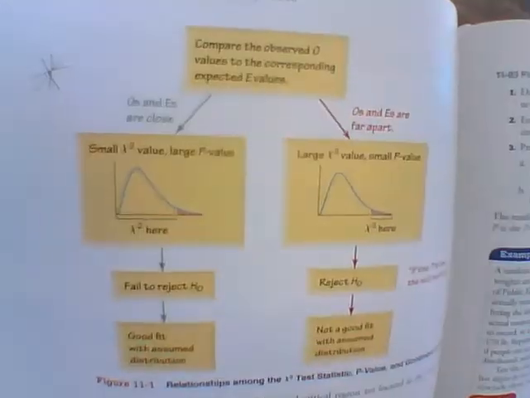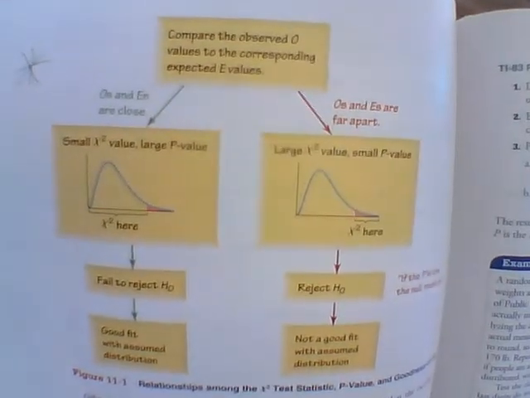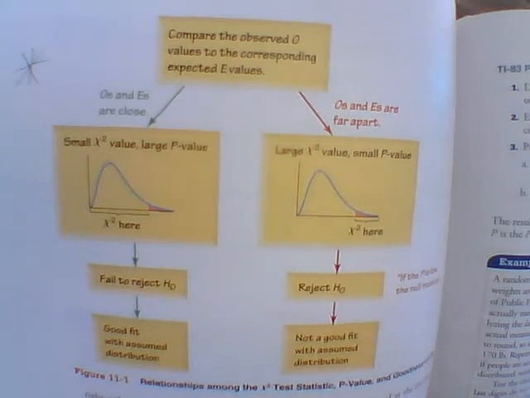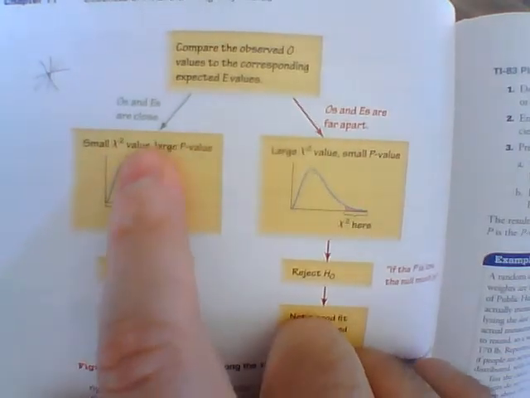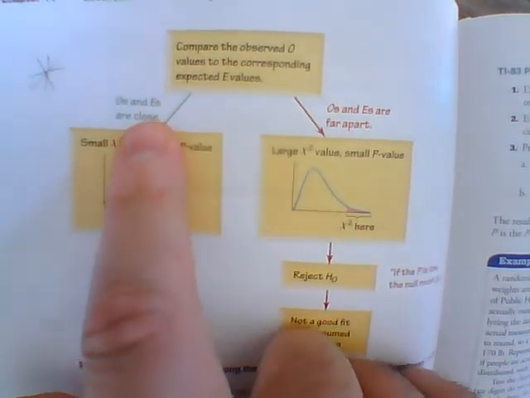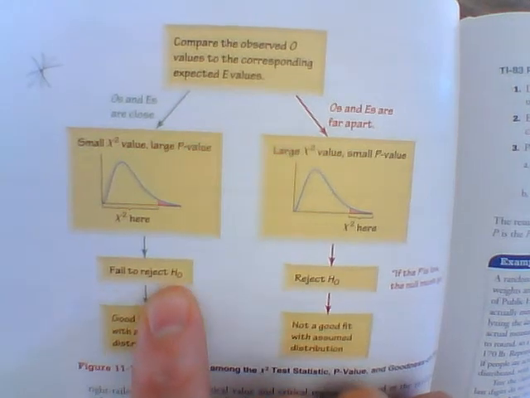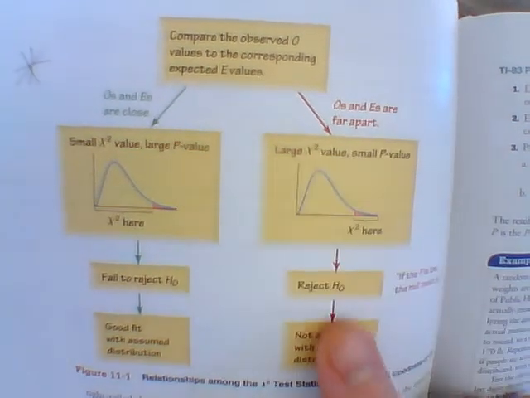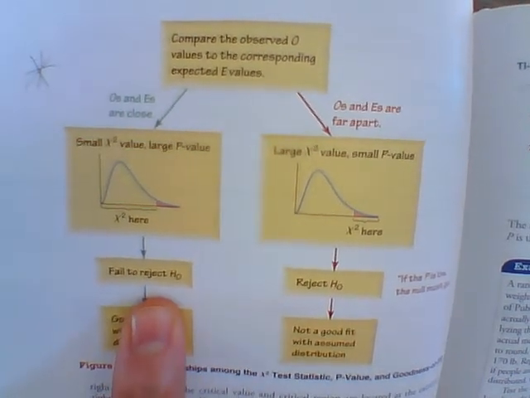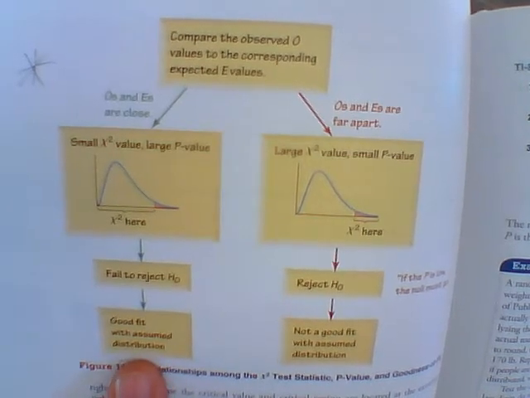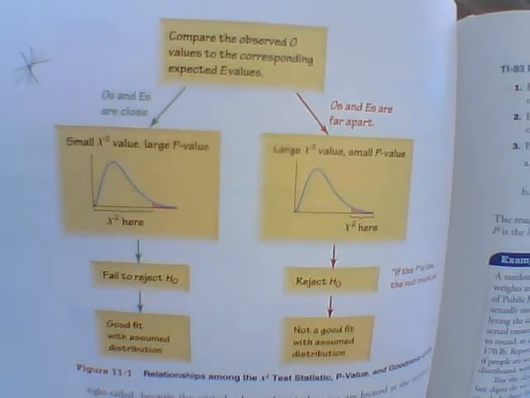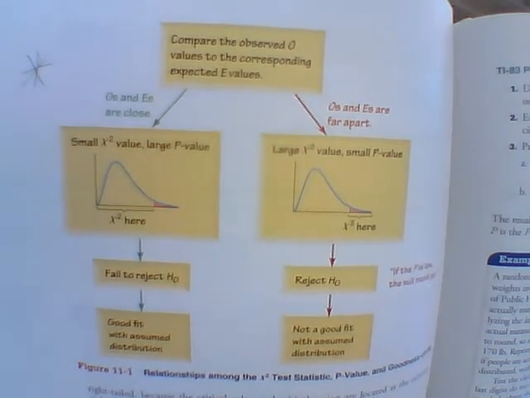Continuing on here, they have this graph on top, kind of giving us a little flow chart. We're going to compare the observed values to the corresponding expected values. Once again, are the observed and expected values close, or are they far apart? If everything is close, we will fail to reject. If they're far apart, we will reject the null hypothesis. Thus, if we fail to reject the null hypothesis, it is a good fit with the assumed distribution. Otherwise, it is not a good fit with the assumed distribution.